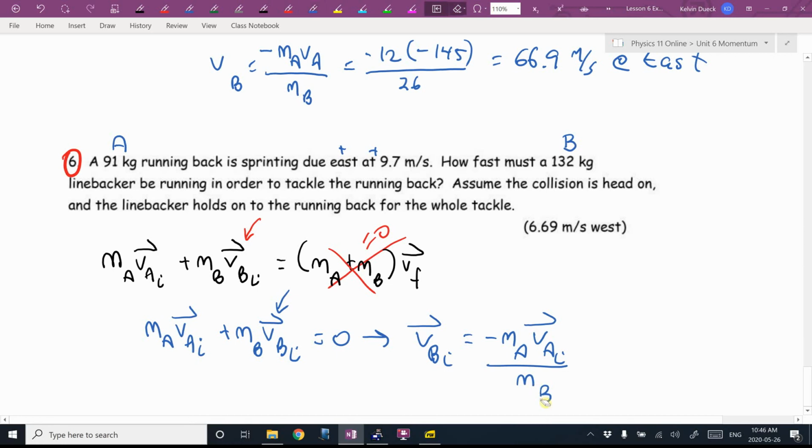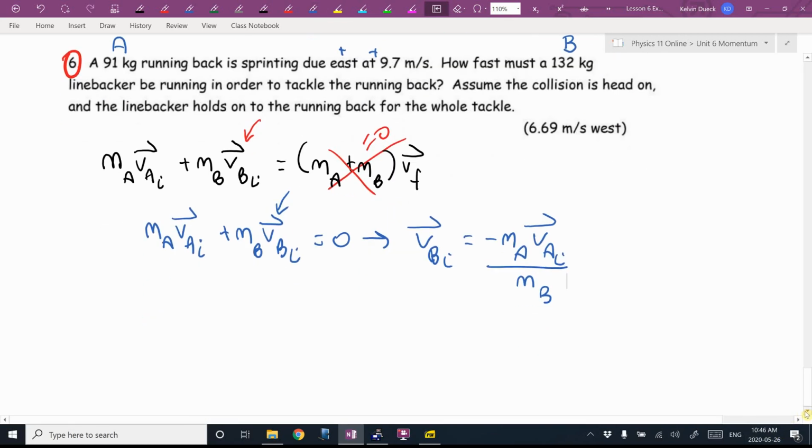By the way, notice the bigger this number is, the slower the linebacker can be. That's why the really heavy, slow guys, we put them up at the line, because they don't have to get going very fast, and they can still cancel out somebody else's momentum. So we're starting to explain why people play certain football positions. Good physics in football.